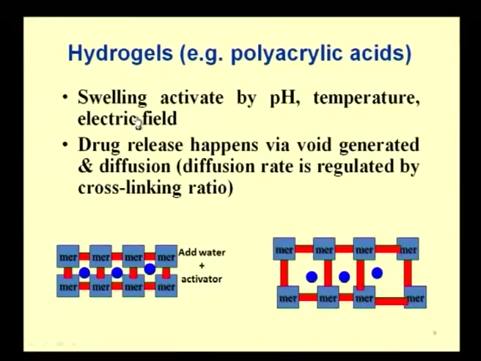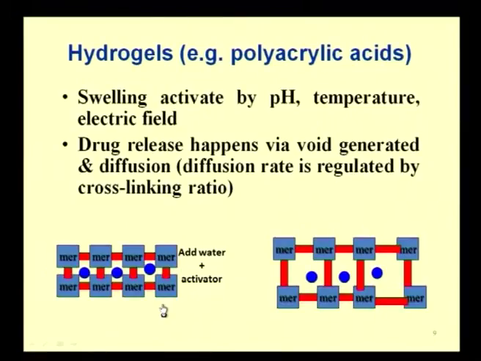Now, how does the mechanism work? In the case of hydrogels, swelling is activated by pH, temperature, or even the electric field. And during the drug release, the drug release is happening via void generation and diffusion. So, the drug release happens due to the voids or the pores that are generated and subsequently by the diffusion process. The diffusion rate is generally regulated by the cross-linking ratio or the effect of cross-linking that is available in the polymer system. So, this is the schematic representation of the hydrogel release.